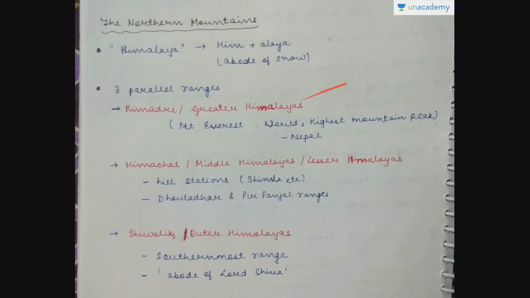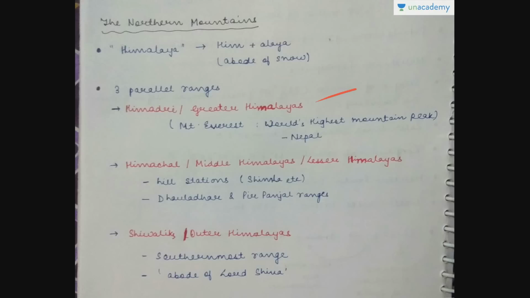The uppermost is the Himadri or the Greater Himalayas, and the world's highest mountain peak, Mount Everest, located in Nepal, forms a part of this range. Then the next one is Himachal, or the Middle Himalayas, also known as the Lesser Himalayas. Different hill stations like Shimla are located in this region, and they also have the Dhauladhar and Pir Panjal ranges. Then the next range is the Shivalik or the Outer Himalayas, the southernmost range.